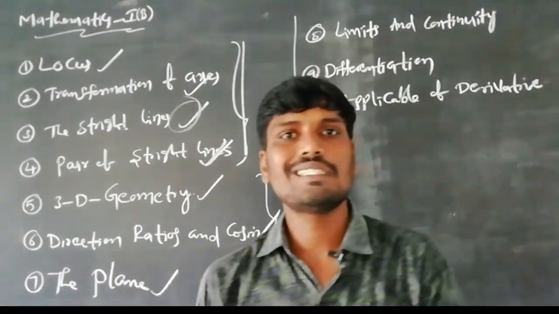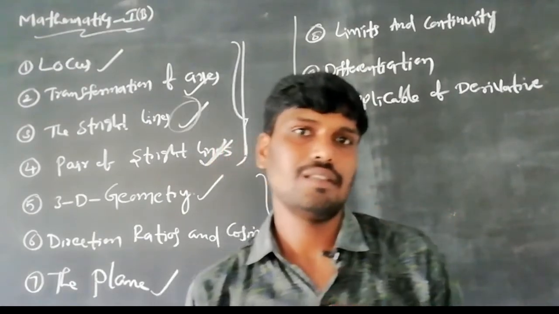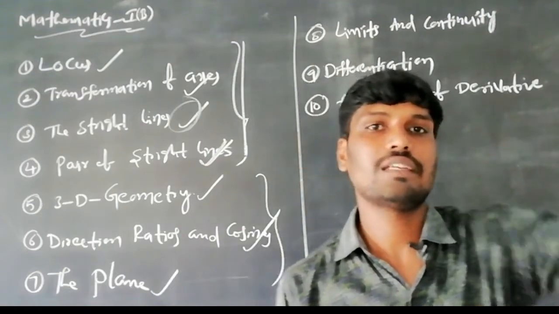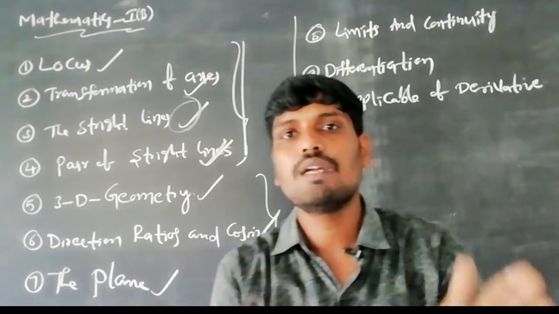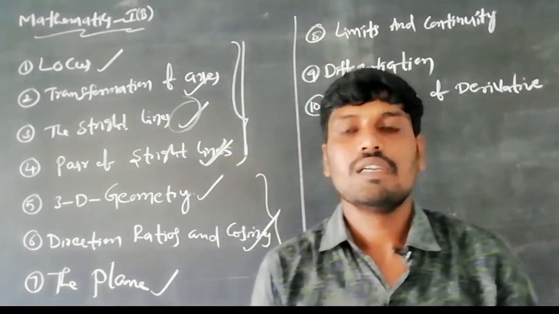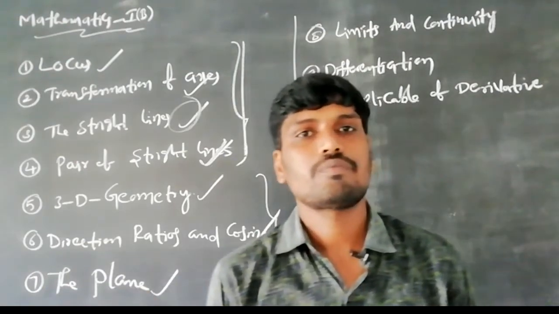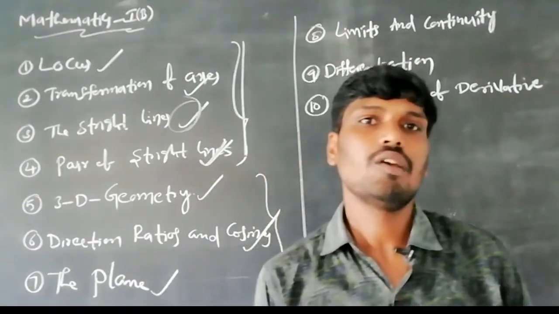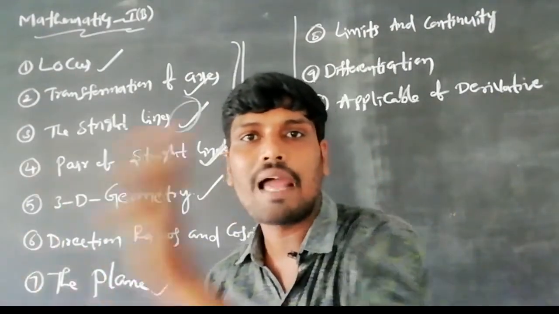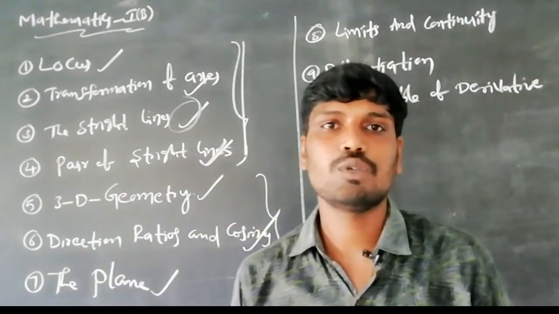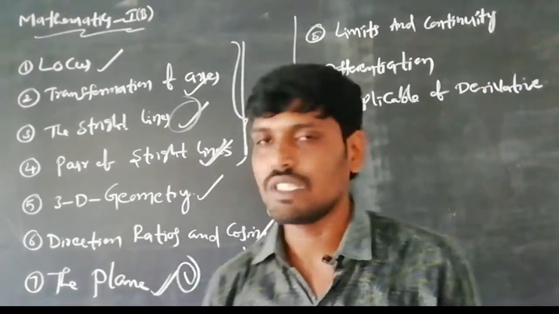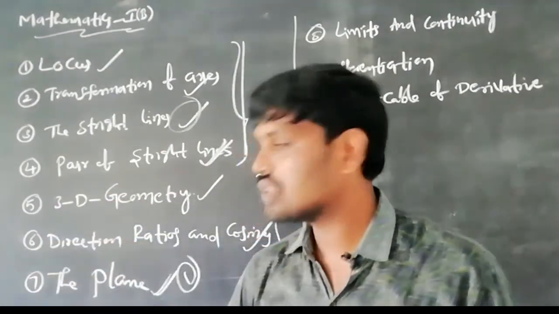Next, the plane. This is the 3-dimensional Cartesian plane. I already explained the 3D plane in Mathematics 1A, that is the vector plane. These 2 chapters are related to each other. Here the plane intercept form, normal form, perpendicular distance, and distance between parallel planes are important. This type of problems comes in EAMCET. Only 1 question comes from this chapter. These 3 chapters belong to 3D geometry.